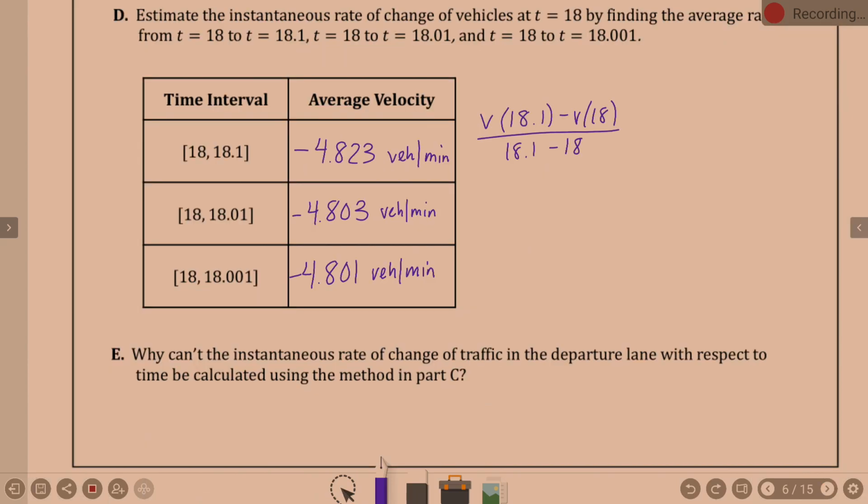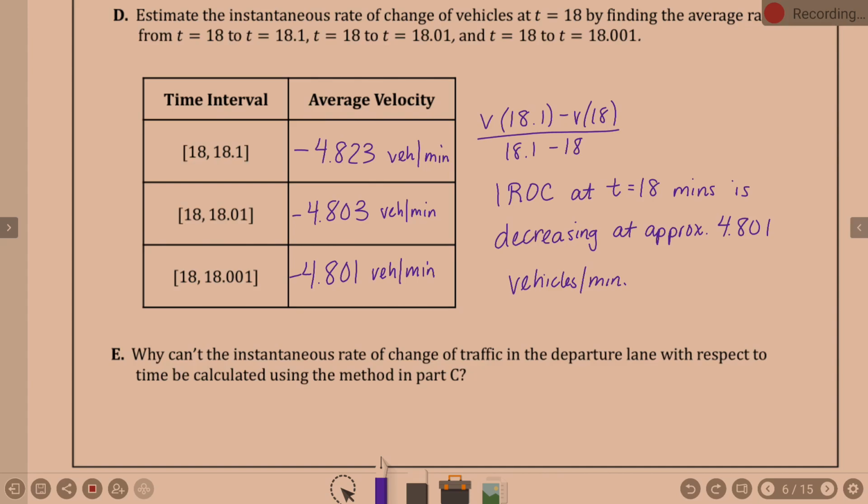So, the IROC at t equals 18 minutes is decreasing at approximately 4.801 vehicles per minute. Okay.